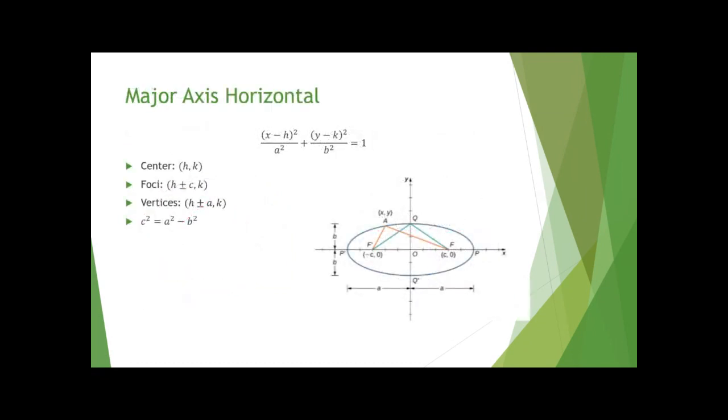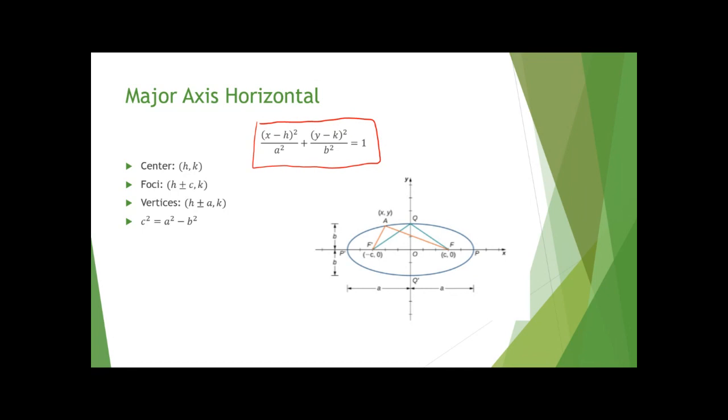So there are 2 types. There's when the major axis is horizontal or when the major axis is vertical. This is an example where it is horizontal, so that would be what it looks like. And then this is the formula. So you have x minus h and y minus k squared. That's the center. H and k is the center. So that's very similar to the equation of a circle. What's different is that instead of equal to the radius squared, it's equal to 1. And then each of the parts are divided by a value, a squared and b squared.